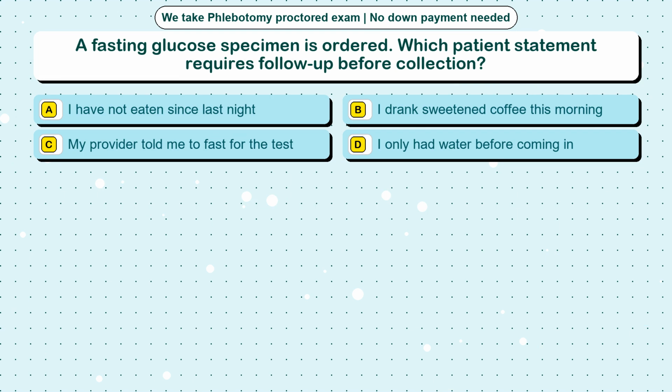A fasting glucose specimen is ordered. Which patient statement requires follow-up before collection? Option A. I have not eaten since last night. Option B. I drank sweetened coffee this morning. Option C. My provider told me to fast for the test. Option D. I only had water before coming in.